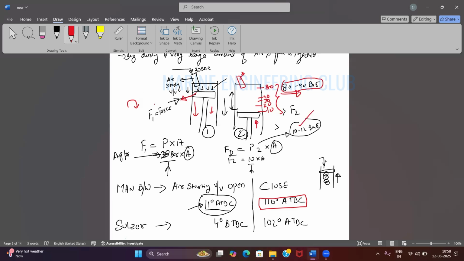Here my force will be greater because pressure is greater. Area is common for both, agreed? Piston area is common. Same diameter pistons we are using. All the units, but the pressure difference is coming, right? So force acting on my number one unit will be higher, rather than two. And that is why your engine will keep rotating.